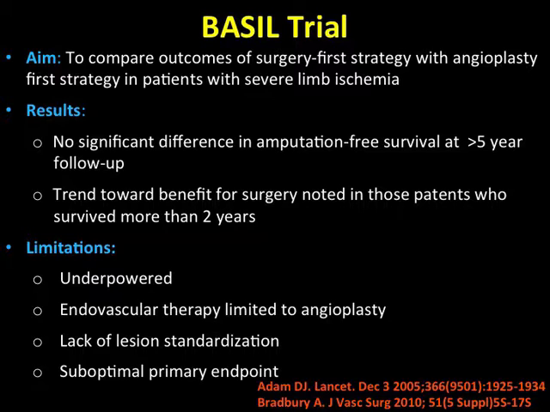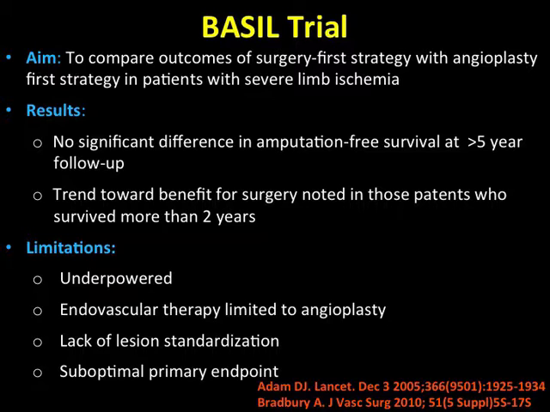The BASIL trial was conducted at the turn of the century in the United Kingdom. Its aim was to compare outcomes of surgery-first strategy with angioplasty-first strategy in patients with severe limb ischemia. And BASIL investigators found that there was no significant difference in amputation-free survival, which was their primary outcome, at more than 5 years of follow-up. There was a trend towards benefit for surgery in those patients who survived more than 2 years.